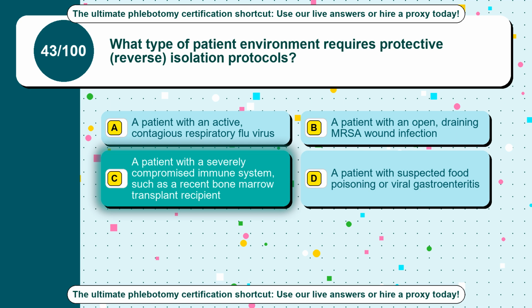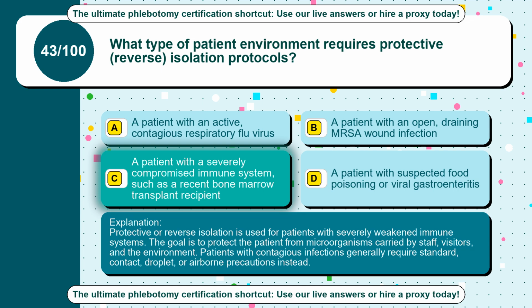A patient with a severely compromised immune system, such as a recent bone marrow transplant recipient. Protective or reverse isolation is used for patients with severely weakened immune systems. The goal is to protect the patient from microorganisms carried by staff, visitors, and the environment.